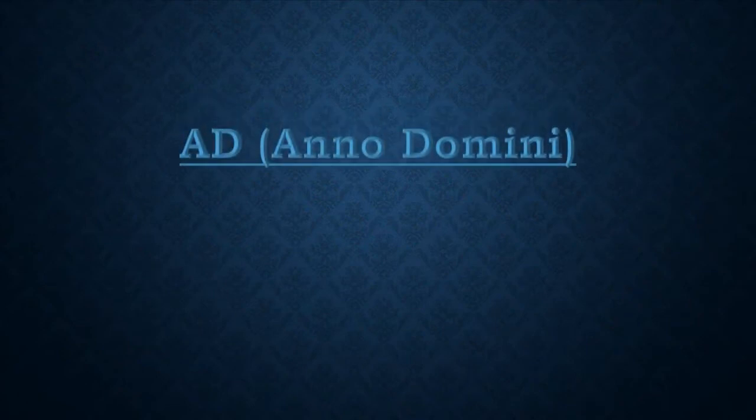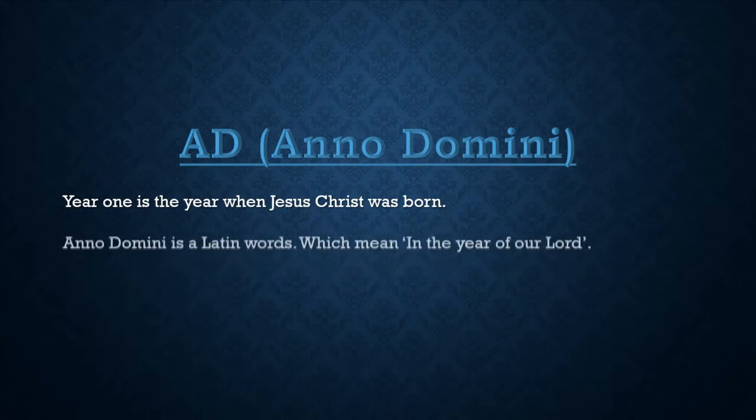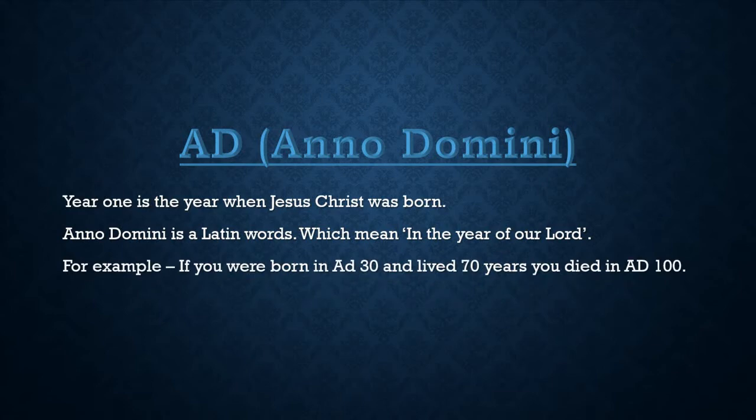AD. The AD full form is Anno Domini. It means year 1 is the year when Jesus Christ was born. Anno Domini is a Latin word which means in the year of our Lord. For example, if you were born in AD 30 and lived 70 years, then you died in AD 100.